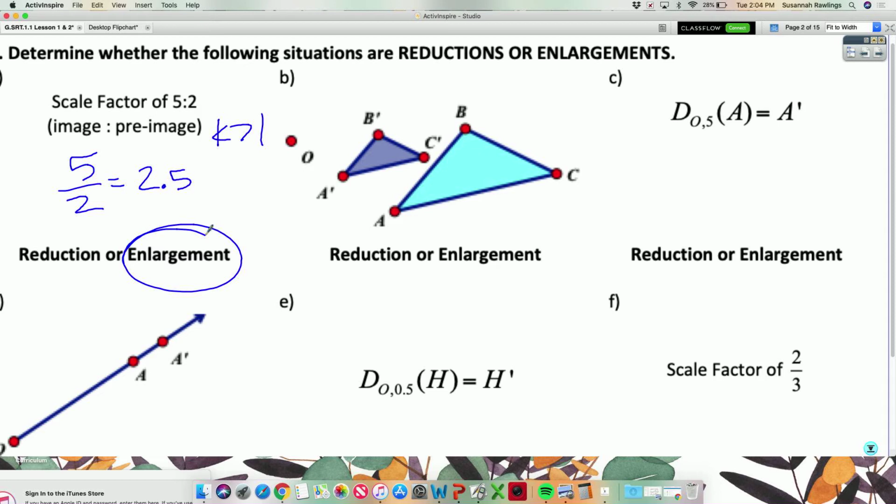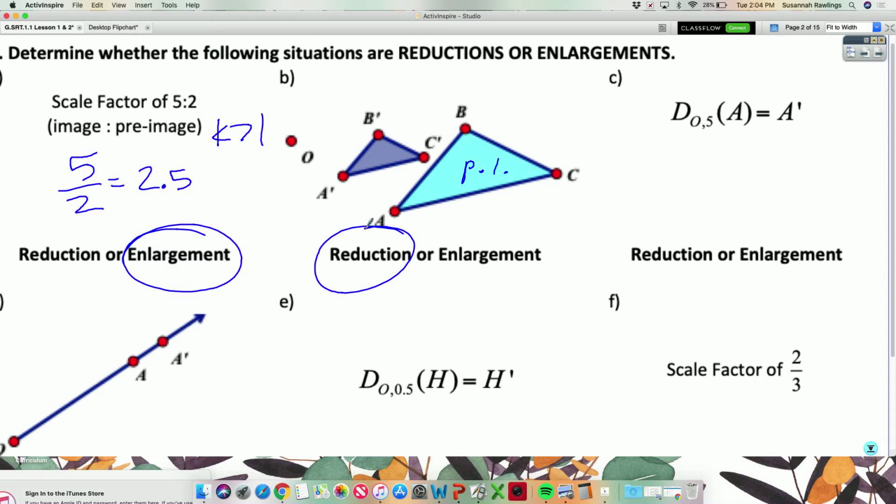Okay, our next one. We want to see, has it gotten bigger or smaller here? How do I know which one is my pre-image? Somebody give me a clue. Elijah? It has those columns. The image would have, do you remember the name of the prime symbols? So the ones without are actually the pre-image. So that is the original. So did it get smaller or did it get bigger? Smaller. It got smaller, so this is the reduction.